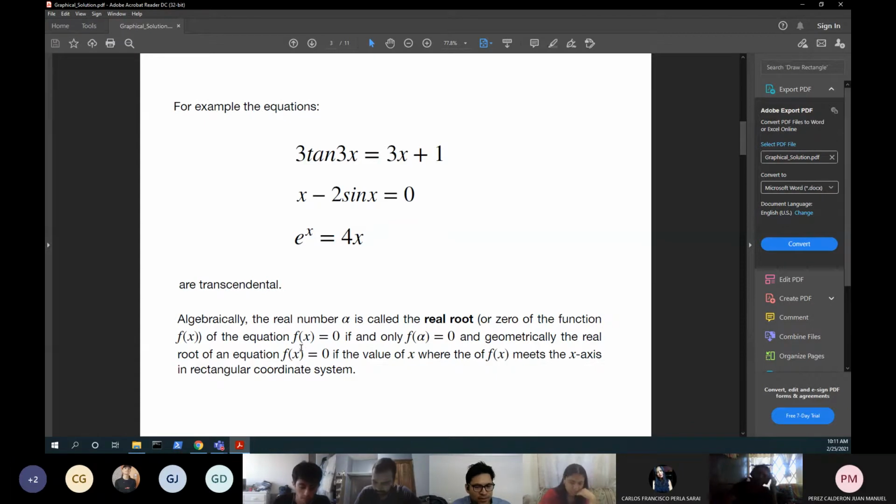So for those that are interested in what a rectangular coordinate system is, it's what we just call the plano cartesiano, the Eulerian coordinate system, okay? So we have y and x, and we find the solution of any function when the function by itself intersects the x-axis, okay? Do you have any question about this definition?